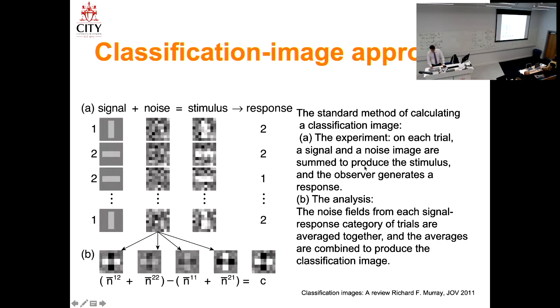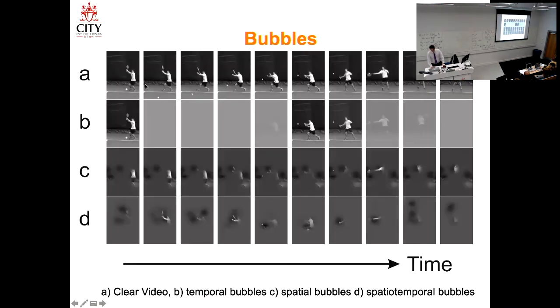So the way we did that was we showed these videos. It's a clear video. This is temporal bubbles. We call them bubbles, which is covering the image. Instead of adding noise, here what we did was we hid information. So here we are hiding information, and we are showing these videos to people, and we want to see how much information they need to be able to detect.